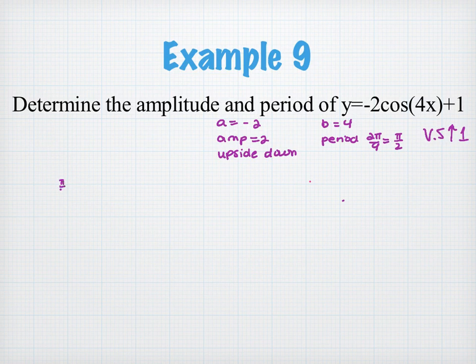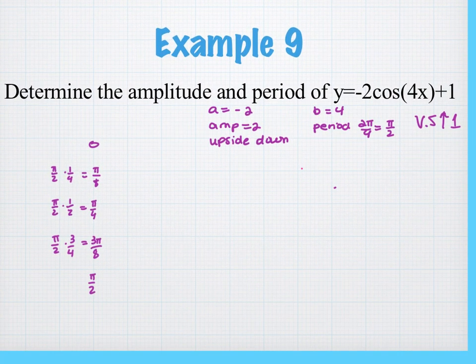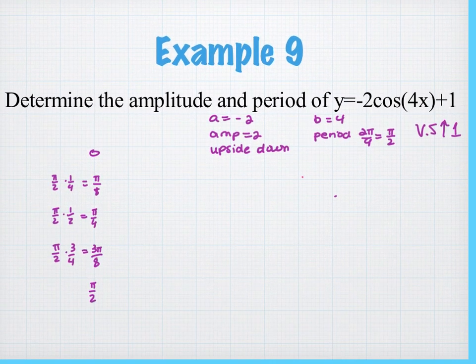So pi over 2 times 1/4, times 1/2, times 3/4, and I get pi over 8, pi over 4, 3 pi over 8. First one's at 0, last one's at pi over 2, or the period. Then comes the graph.